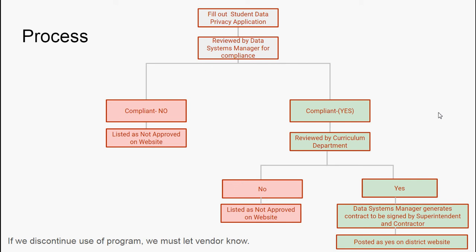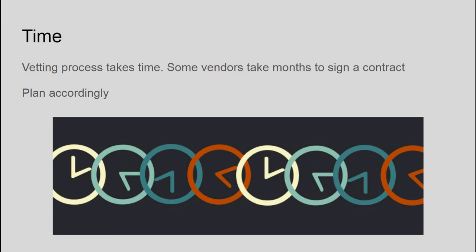Just keep note that if we discontinue use of any program in our district that already has a contract, we must let the vendor know. Please note, though, that the vetting process takes time. Some vendors take months to sign a contract. You want to make sure you plan accordingly. You might want to utilize other similar tools before your tool is vetted.